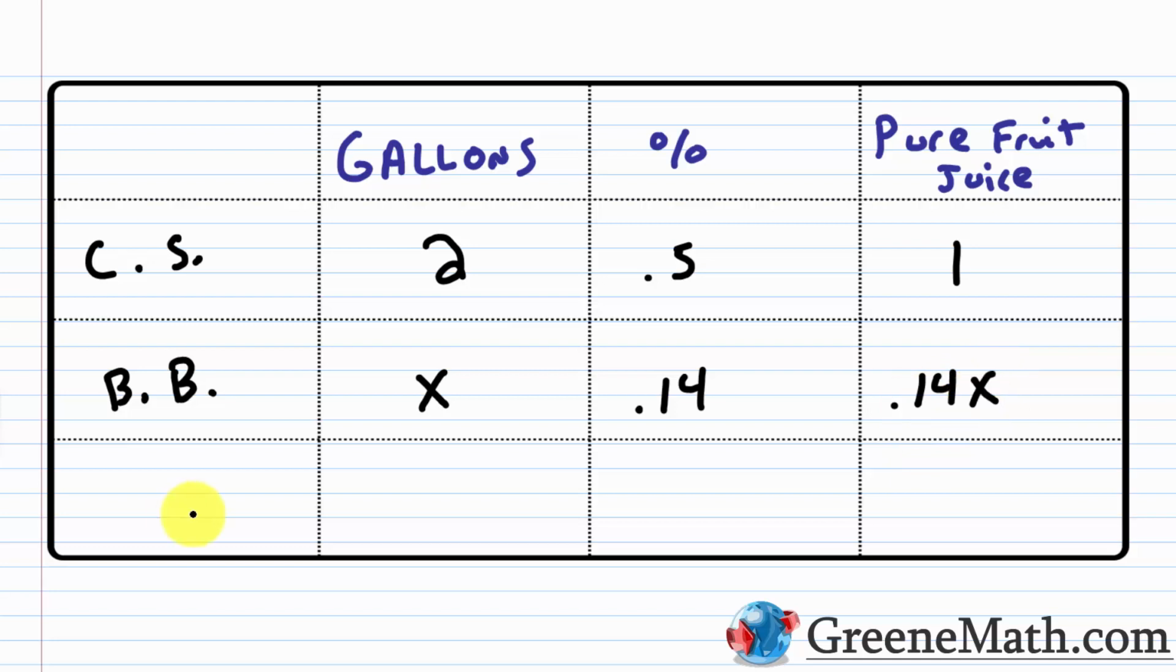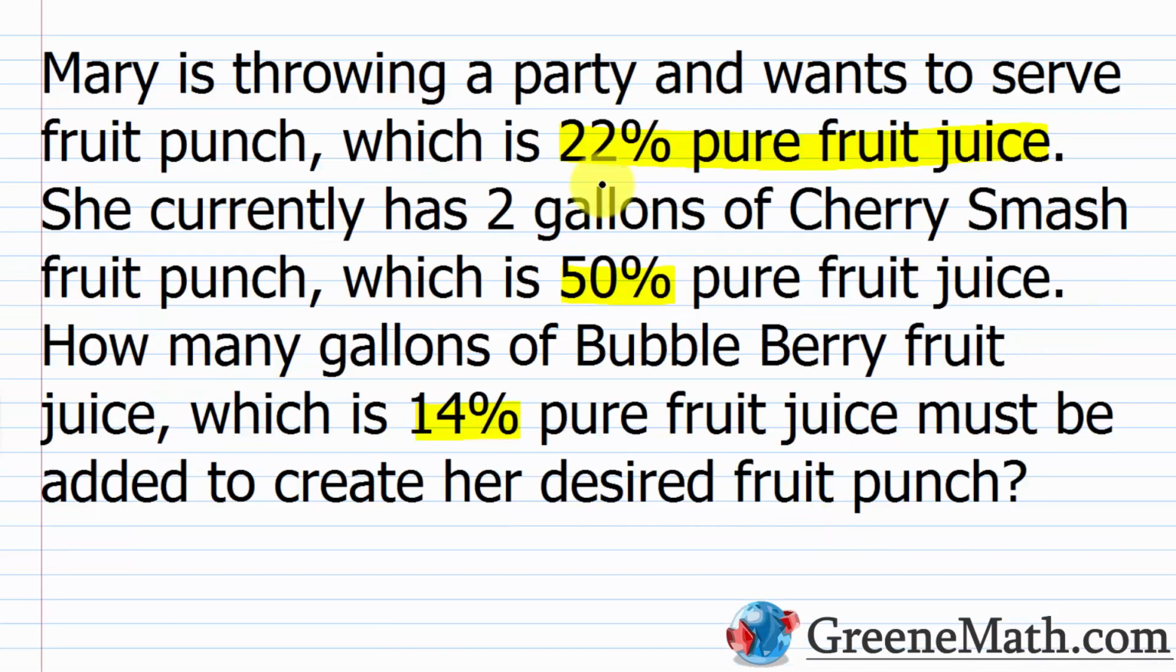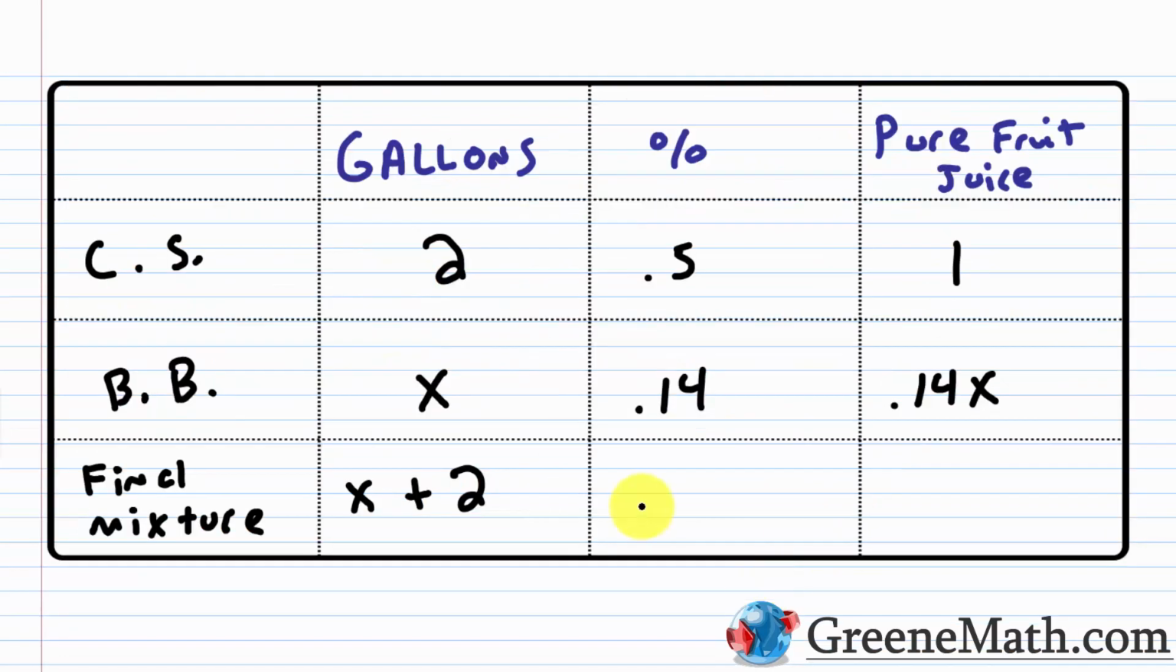Now, we have this final row here that represents our desired mixture. So we'll say this is our final mixture. The number of gallons will be what? Well, we only have gallons coming from 2 sources, right? We have the cherry smash and the bubble berry. So I can just add these. I would have X gallons coming from the bubble berry, plus 2 gallons coming from the cherry smash. Now the percentage is given to us in the problem. It tells us that the final mixture is 22% pure fruit juice, so this has to be 0.22. And so the pure fruit juice in gallons would be 0.22 times this quantity of X plus 2.